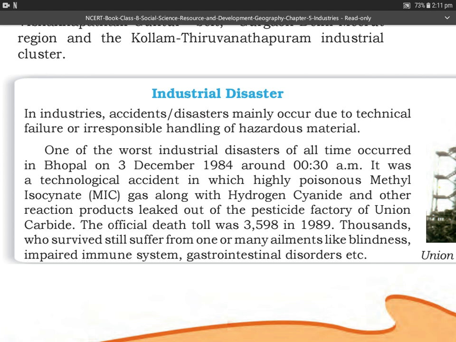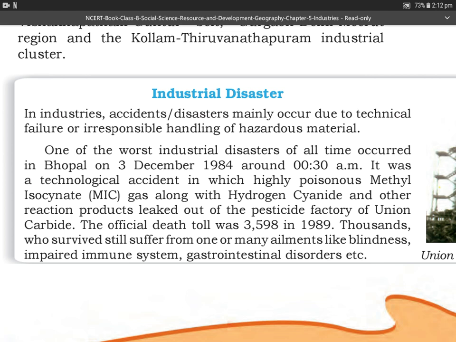Students, keep in mind, the same incident you will learn in civics also. So please pay attention, so it will be easy for you to understand that civics incident also, because they have given the same in chapter 9. It was a technological accident in which highly poisonous methyl isocyanate gas along with hydrogen cyanide and other reaction products leaked out of the pesticide factory of Union Carbide. So this is a case of irresponsible handling of hazardous material.